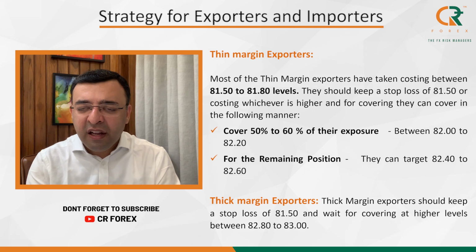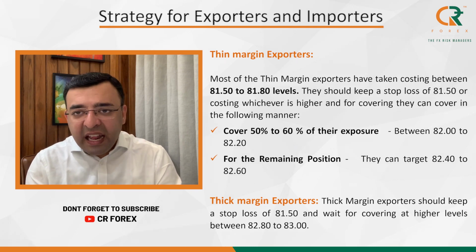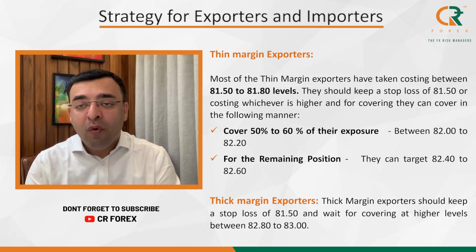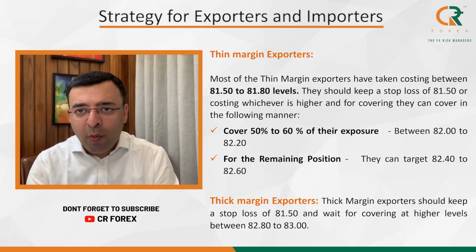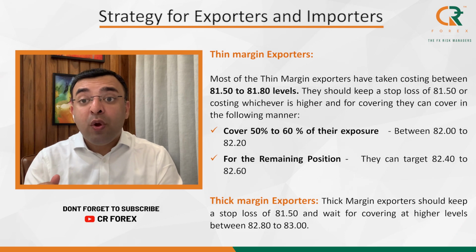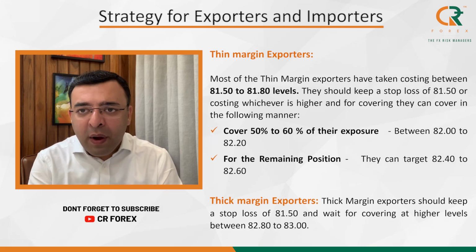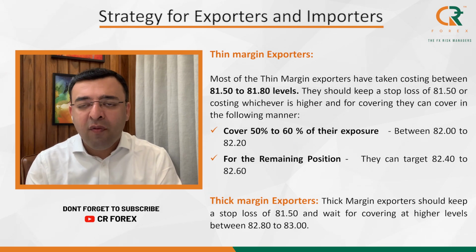Now let us discuss strategy for thick margin exporters like textile exporters or engineering exporters. They should ideally wait for some more time. They should keep a stop loss of 81.50 to increase their hedge ratio. They can target the 82.80 to 83 level.